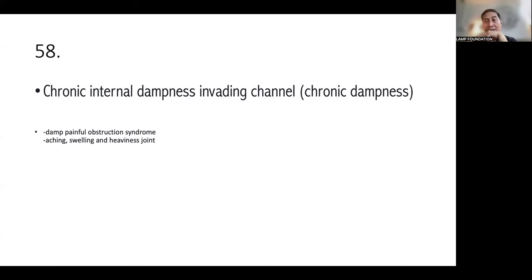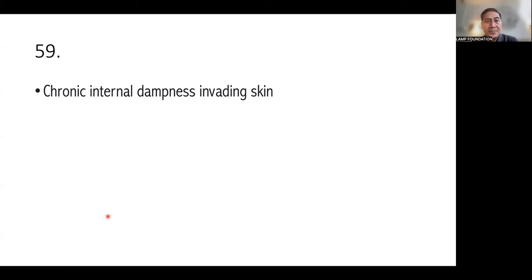There will be maga. So that's definitely dampness, and of course, aching. Baka may edema rin, no? Baka may kasama ring edema siguro. Oo, edematous. Maga siya talaga. Swollen. Oo, kaya dampness, no?